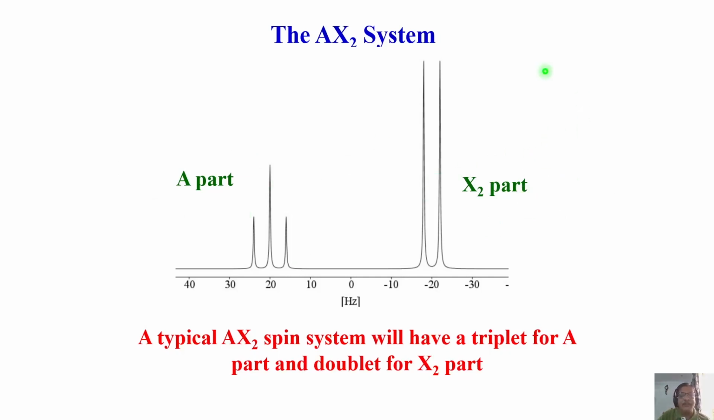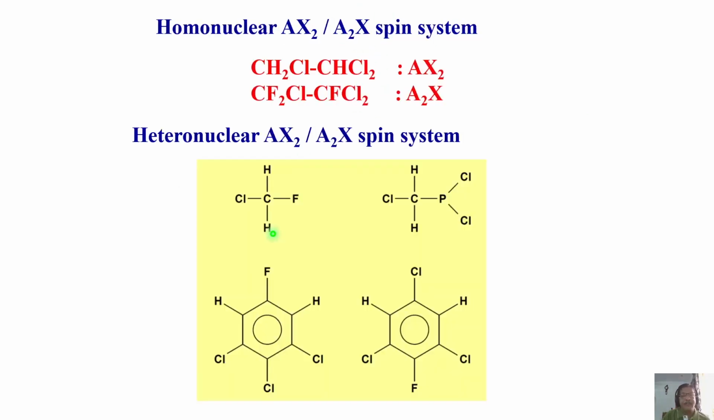AX2 spin system is very easy to analyze. This gives you the chemical shift of X. The center of this gives you the chemical shift of A. This separation gives you the AX coupling. There is only one coupling visible. Coupling between the X2 is not visible, so you will get only one coupling from the spectrum. Very easy. So these are examples of the AX2 spin system.